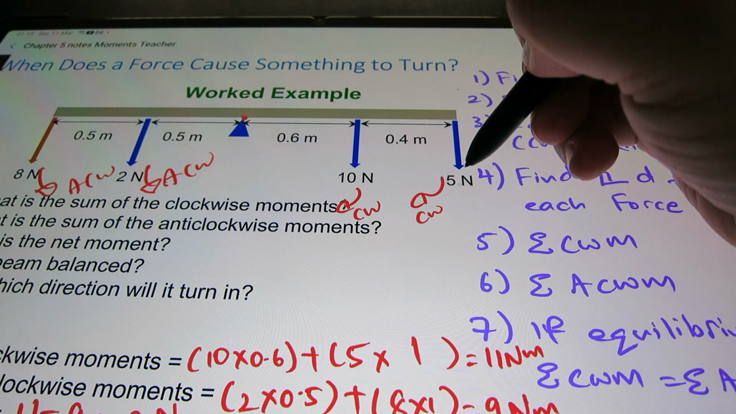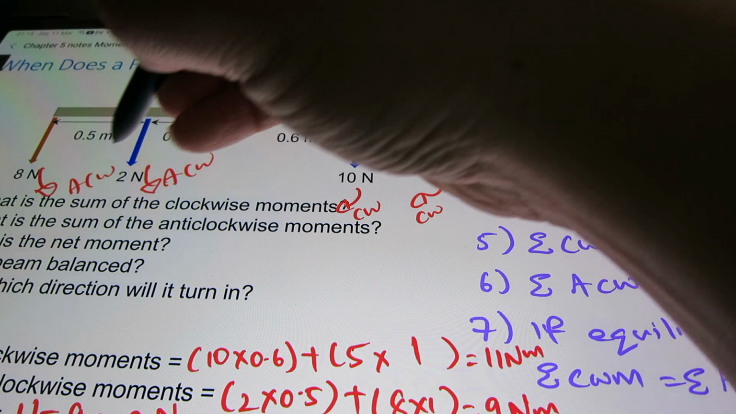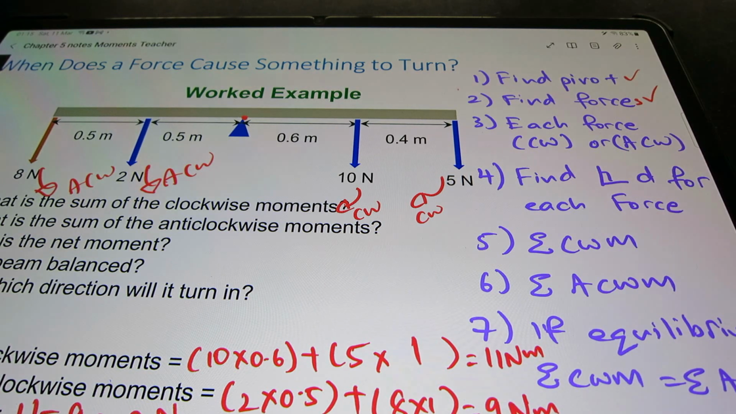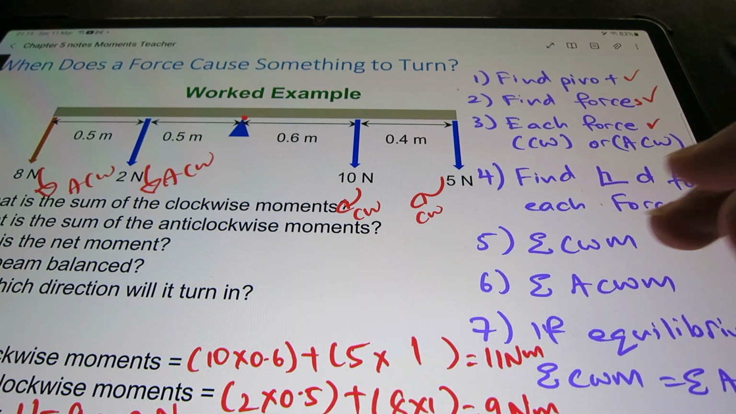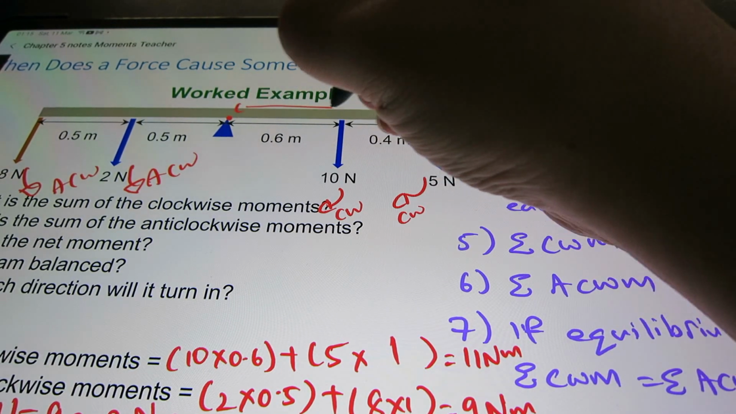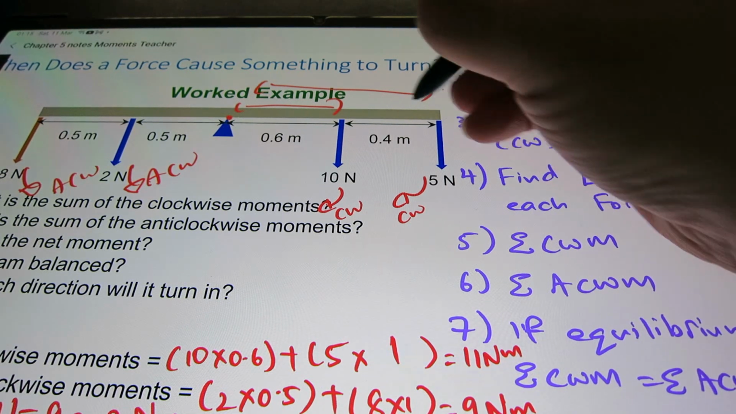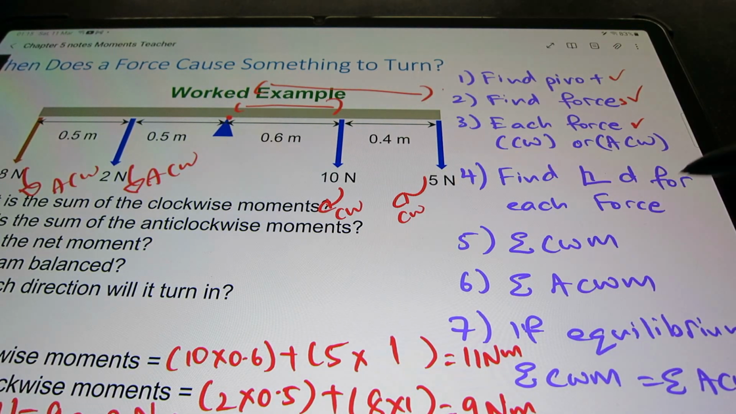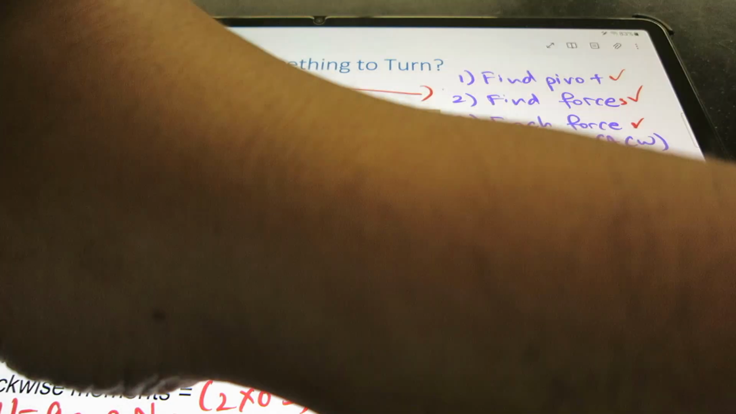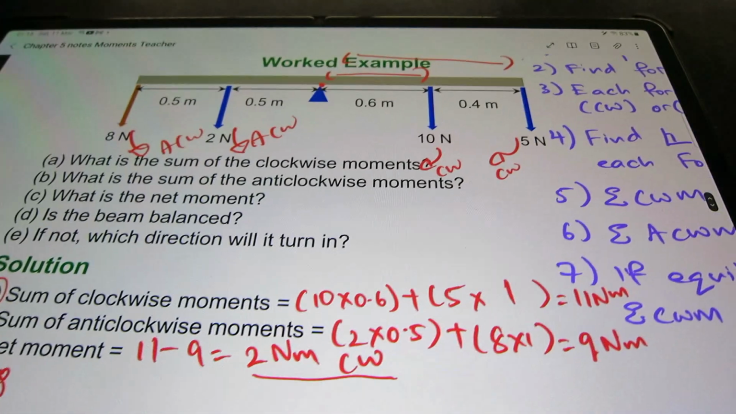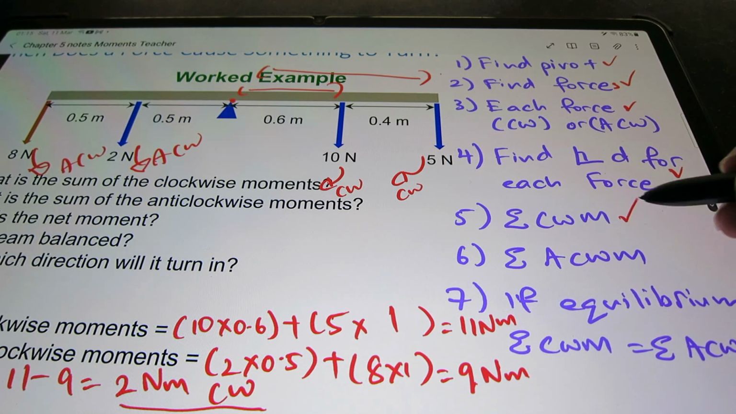Just now that's what I did. I said this is clockwise, this is clockwise, this is anti-clockwise, this is anti-clockwise. So I take note which forces will cause clockwise moments and which will cause anti-clockwise moments. Then I find the perpendicular distance for each of them. Remember, do not be careless. You must find the perpendicular distance of each of them. Then I sum up the clockwise moments, which is step A, and find all the anti-clockwise moments.